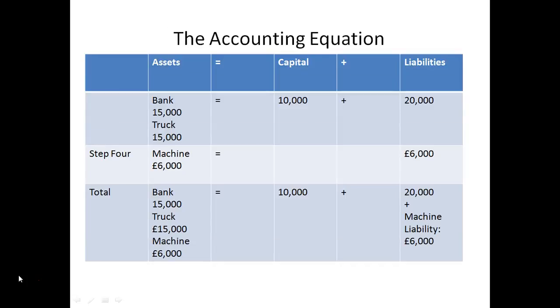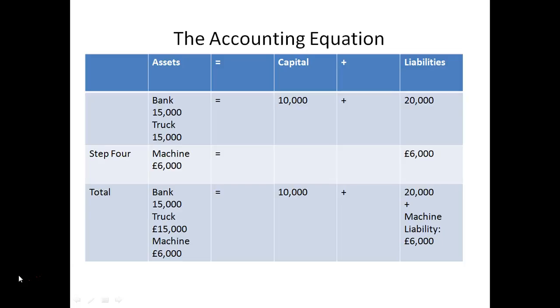So this is the situation here. That's step 4. You have acquired a new asset, a machine, but you also have acquired a liability. Yes. So you have step 4, you have machine, 6,000, and you have a liability of 6. And what you now have, you can see here in your totals, the bank, the truck, the machine, and that's equal to 10,000 plus your machine, your loan, plus your machine liability. Yes, that machine liability just means the machine company.